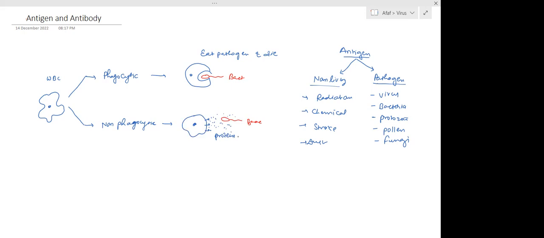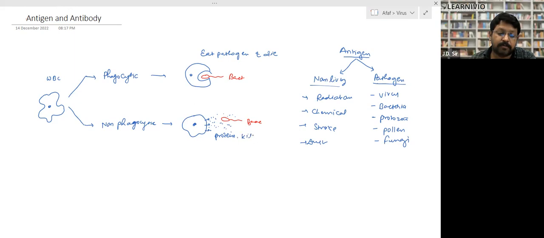Right? So, this is the type of protein. What will this protein do? This protein will kill pathogens. This protein remains dissolved in our blood for many years and kills bacteria or any other pathogen. This protein is called antibody. So antibody is produced by non-phagocytic cells. Got it, Affaf, or not? Clear? Yes. Please note it down. Okay.